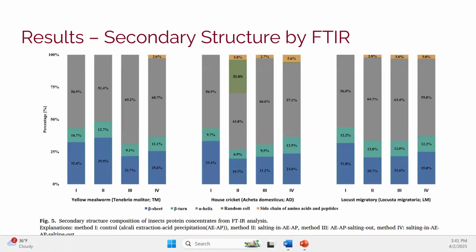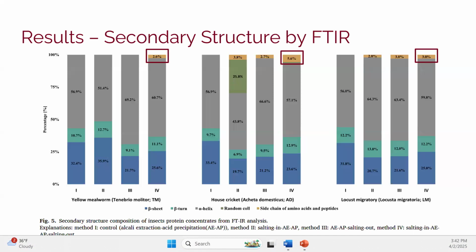Next is secondary structure by FTIR. From the proportion of secondary structure found in all the samples, it shows that extraction conditions do not denature or unfold proteins. So secondary structures are still pretty well preserved, and there's also a pretty good balance in alpha helix and beta sheet ratio in all samples.